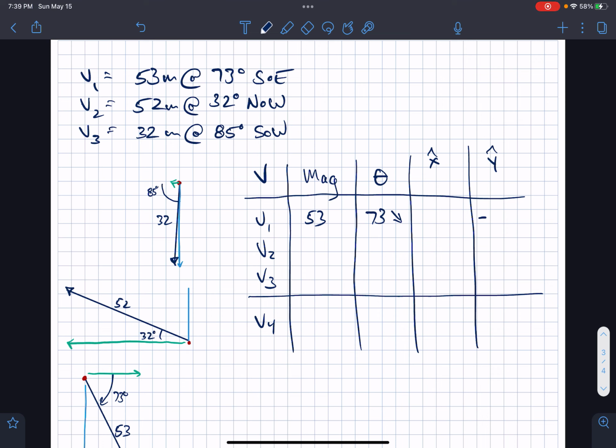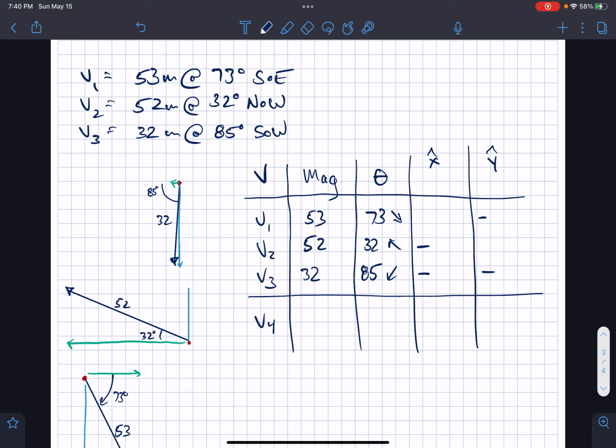What about vector 2? Vector 2 has a magnitude of 52 meters. The angle is 32 degrees. 32 degrees what? What quadrant? North of west, which is in that direction. So that's going to be a positive y, but a negative x. I'm going to put a negative in my x right here. And the third one, vector 3, 32 is the magnitude, 85 degrees is the direction, and south of west is like that. We're going to have a negative x and a negative y. So I'm going to put a minus sign there and there as well.